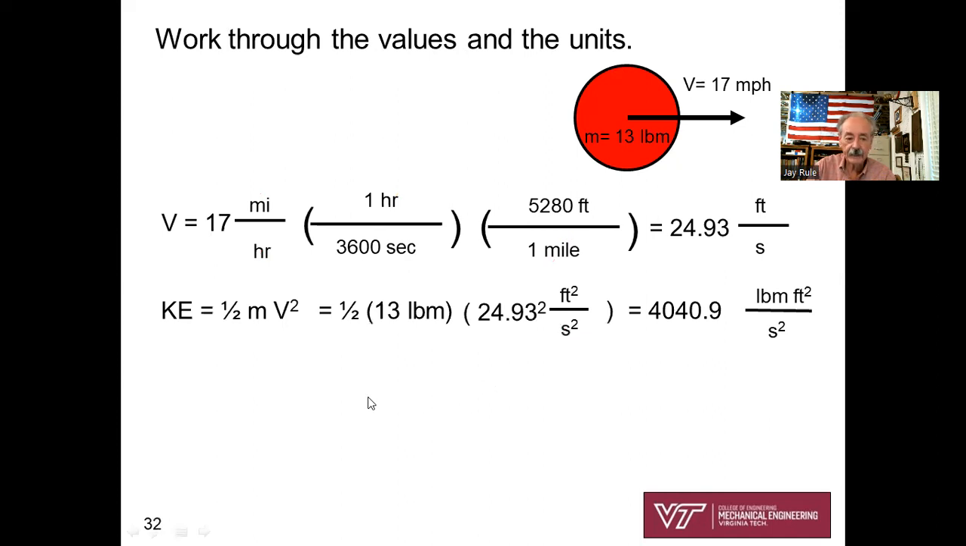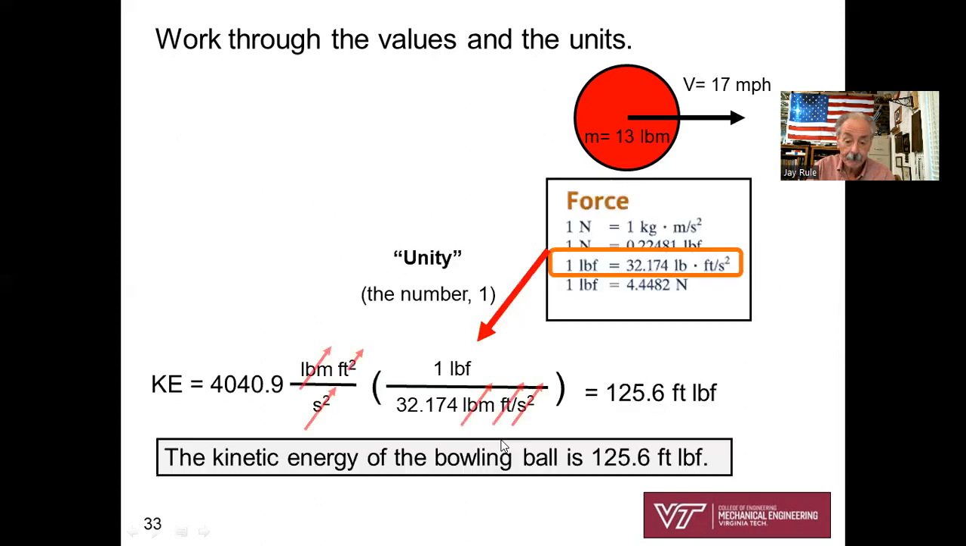All right, now we're going to go to our governing equation, 1/2 mv squared. 1/2 m, 13 pounds mass. Velocity squared, 24.93 squared, feet squared per second squared. Okay, do the math, 40.9 pounds mass feet squared per second squared. This is not a foot-pound force. We've got more work to do. We've got to get our units straight.